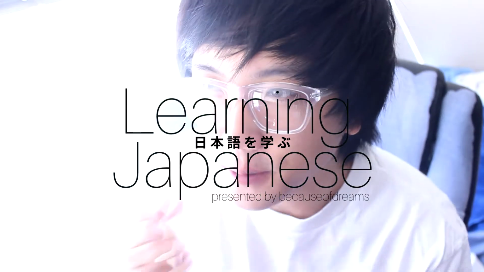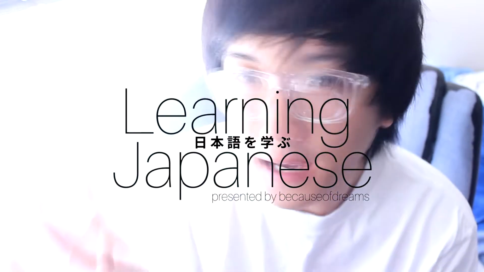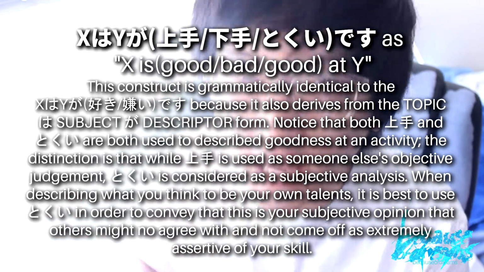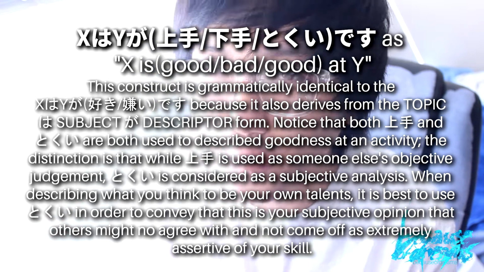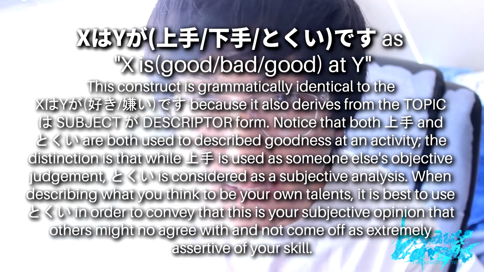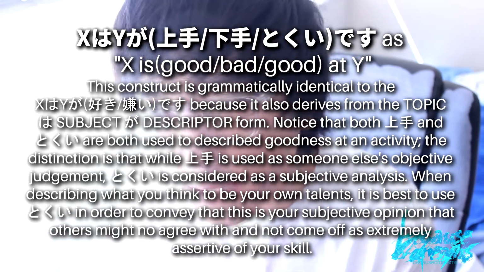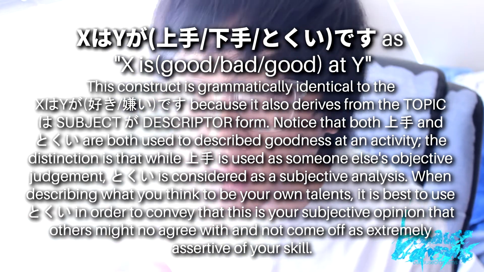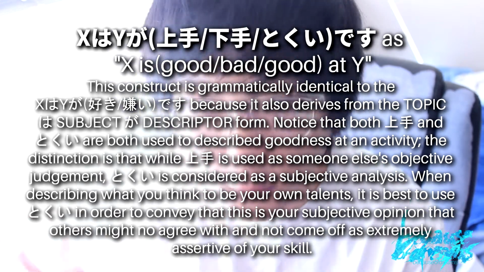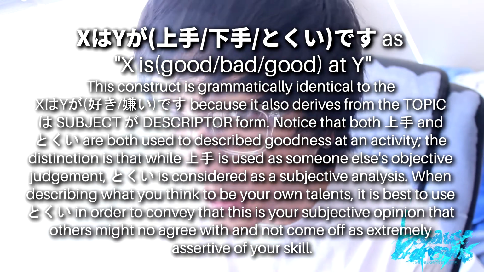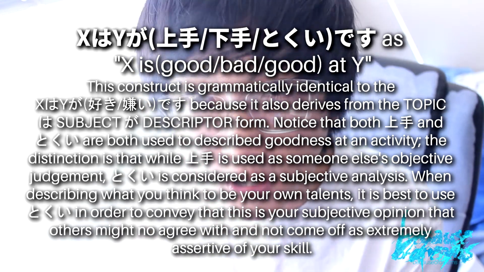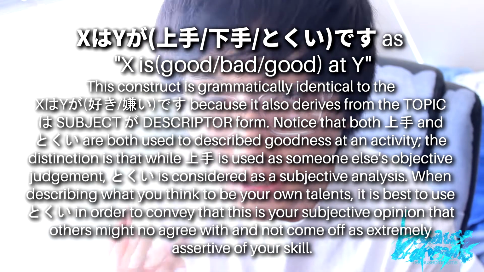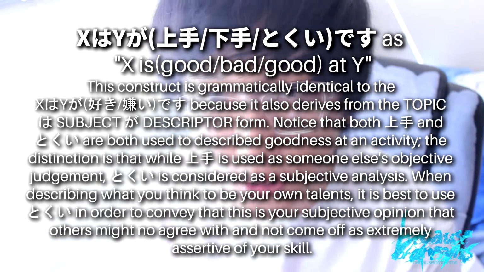Today we are going to cover how to say X is good at or X is bad at Y. And as you can see here, X is going to be a person that can be good or bad at something, and Y is going to be the particular activity or thing that X is going to be good or bad at. And to use this grammar construct, we're going to use three words, and those three words are jyouzu, heta, and tokui.